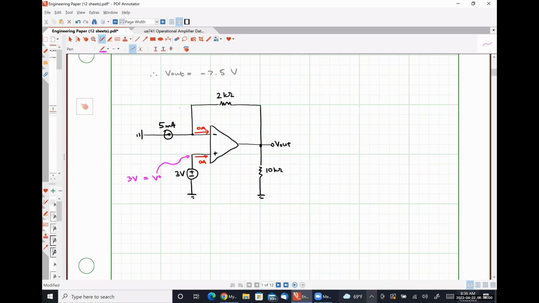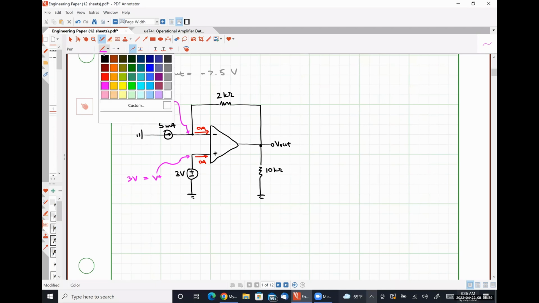Step number 2 has us apply op amp rule number 2 and determine the voltage present at the inverting input terminal with respect to ground, which is V minus. What's that going to be? 3 volts, because V plus and V minus have to be the same thing. Step number 3 tells us, because we have a resistor in the feedback path, no voltage sources, we're going to apply Kirchhoff's current law.